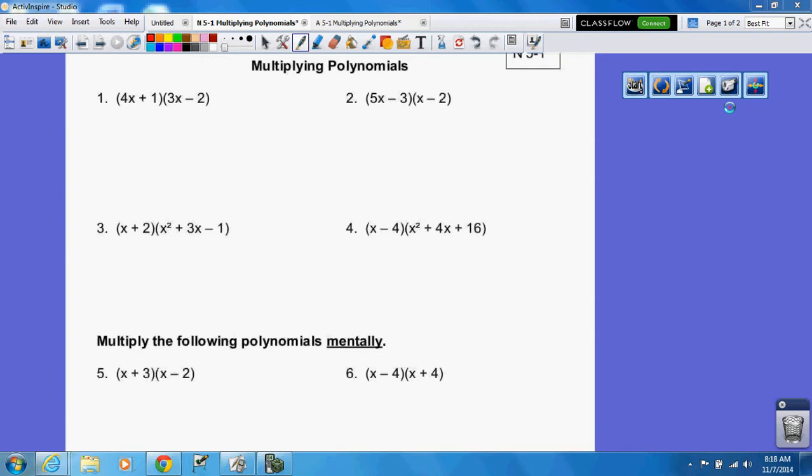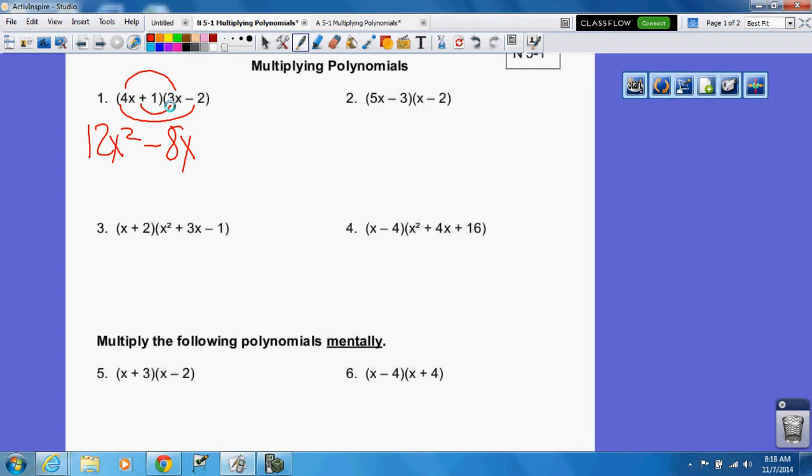Okay, class, today we're doing multiplying polynomials. So I know that if I'm going to work this first one, I'm going to use my foiling technique. So I know that if I look at 4x times 3x, I'm going to get 12x squared. And then if I look at 4x times negative 2, I'm going to get negative 8x.